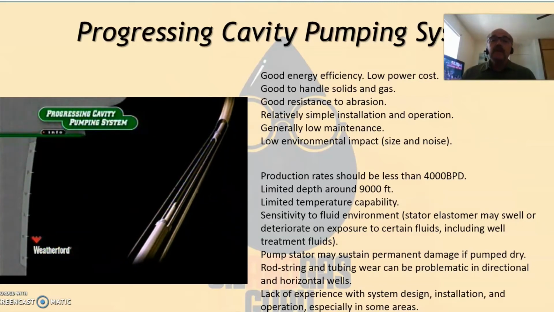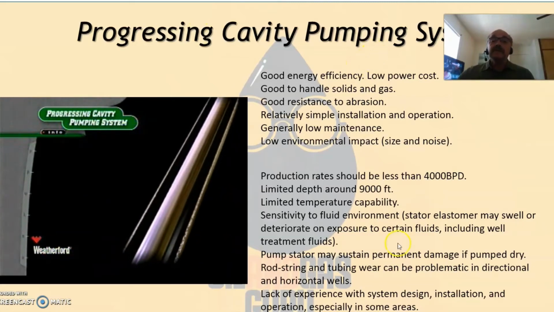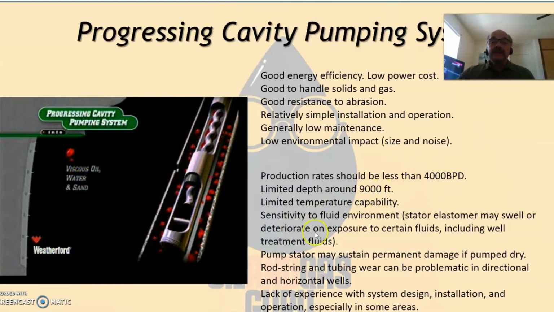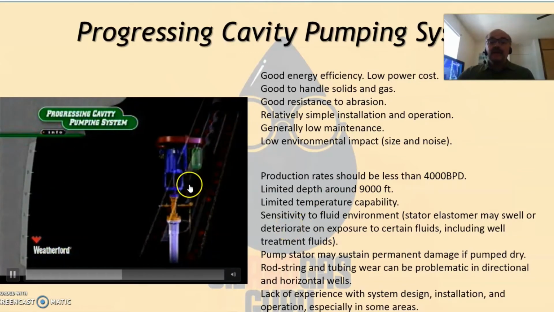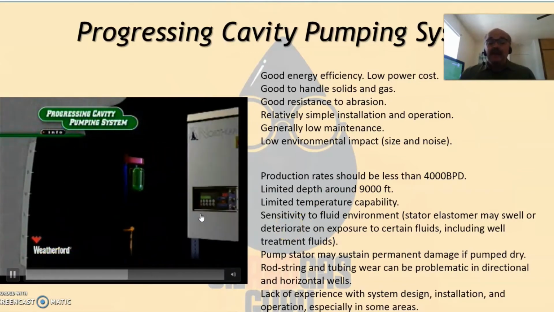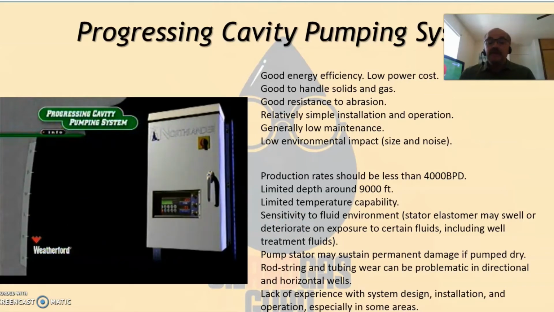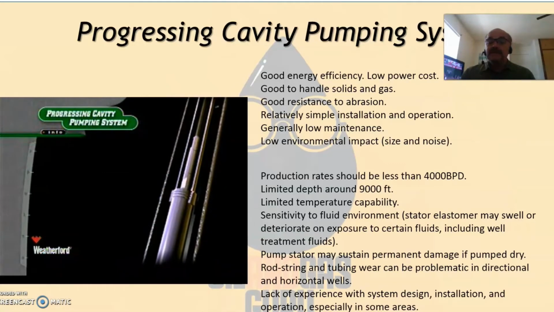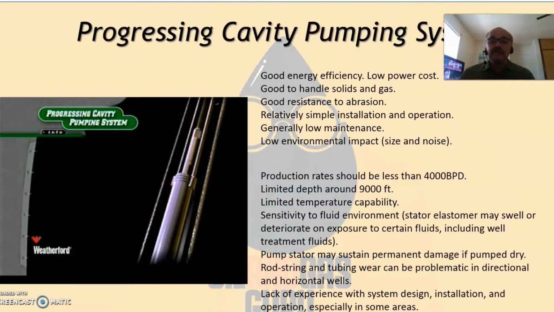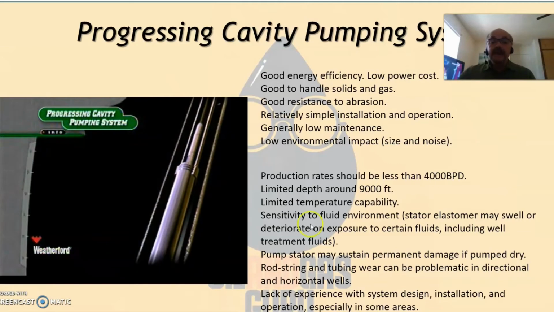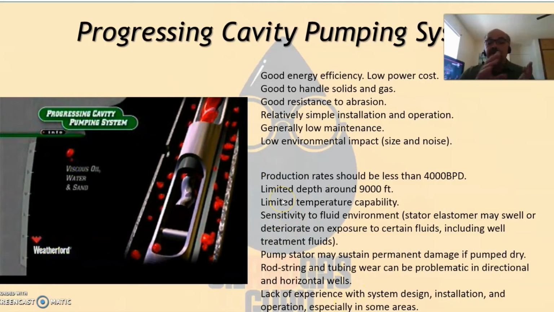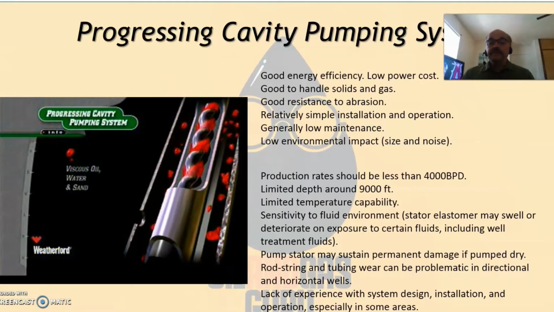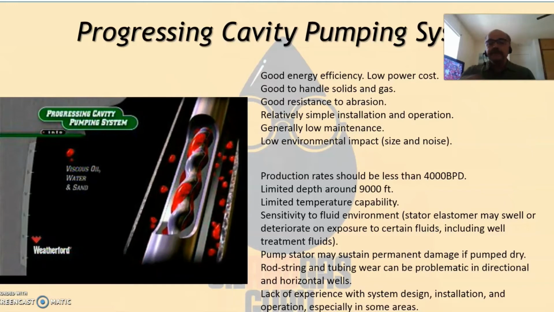It's very low maintenance and low environmental impact, but it has some limitations about the rates and the depth. And if we're going to use it in light oil, we need to make sure there is compatibility with the elastomer, because the run life can be very low if they are not compatible, okay? And the same as sucker rod, if we have deviated wells, it can damage the rods and it can damage the tubing, right? Because of the movement, okay?